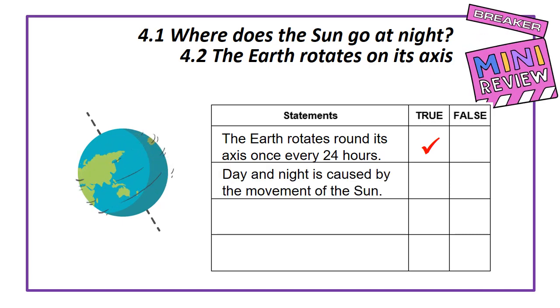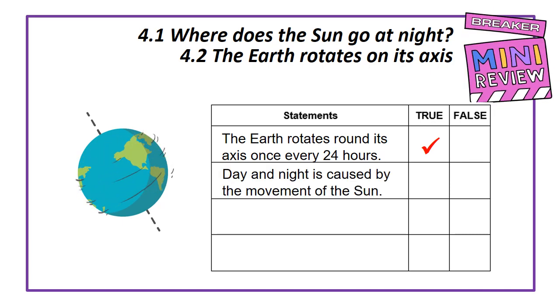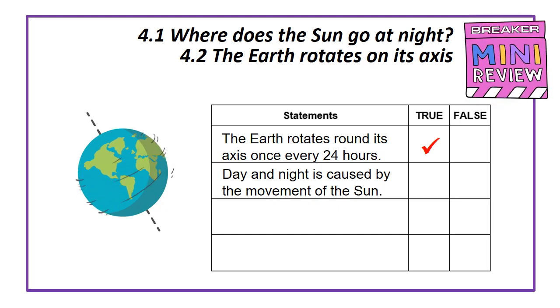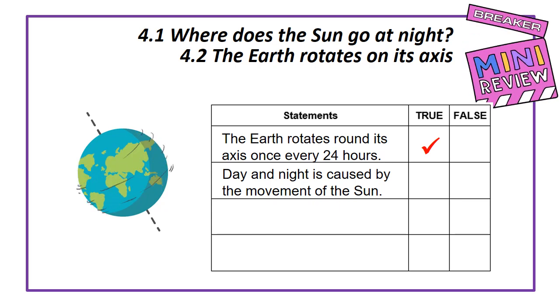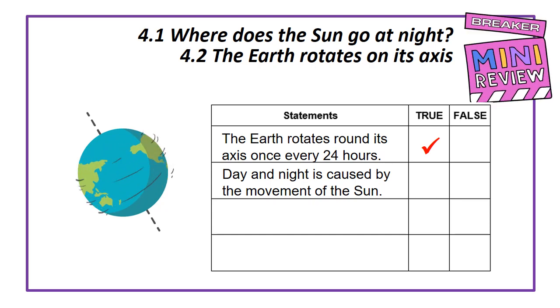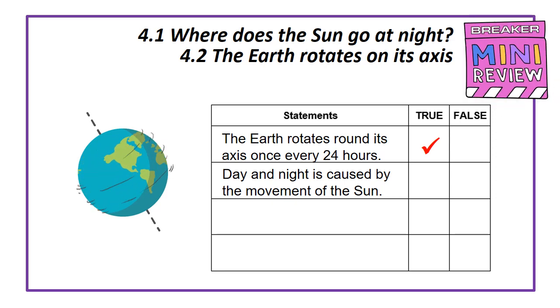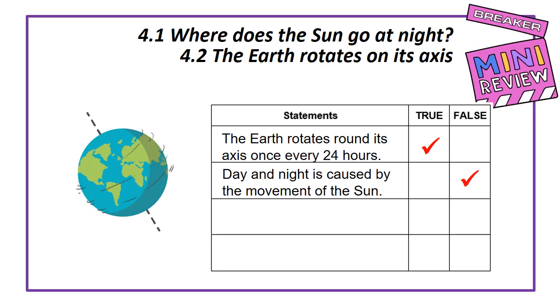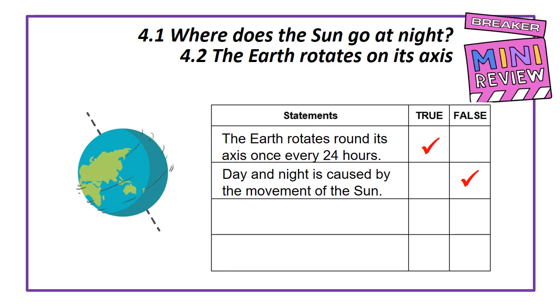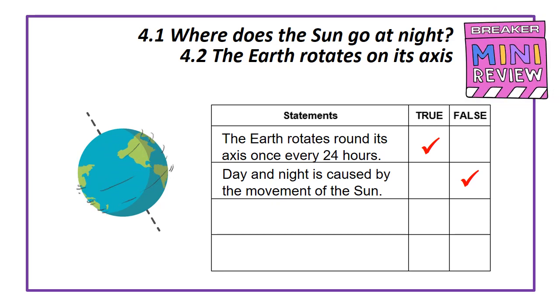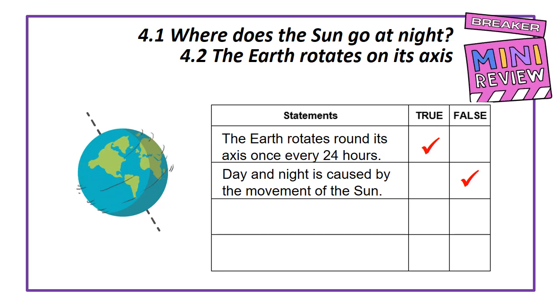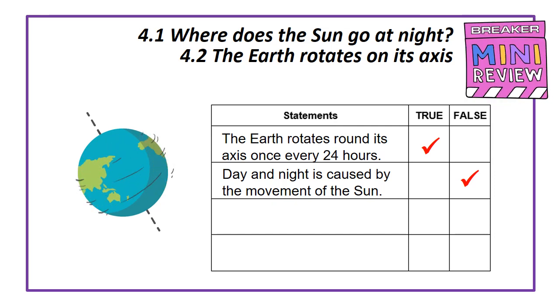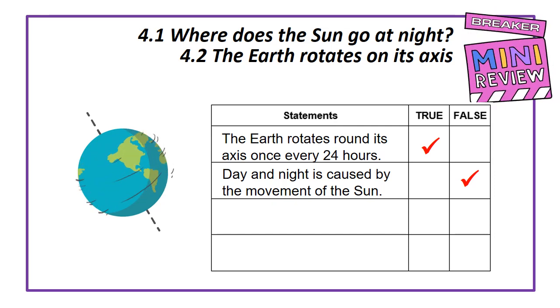Next. Day and night is caused by the movement of the sun. Is it true or false? It is false, because it is not the movement of the sun, but rather it is the movement of the Earth that causes day and night.